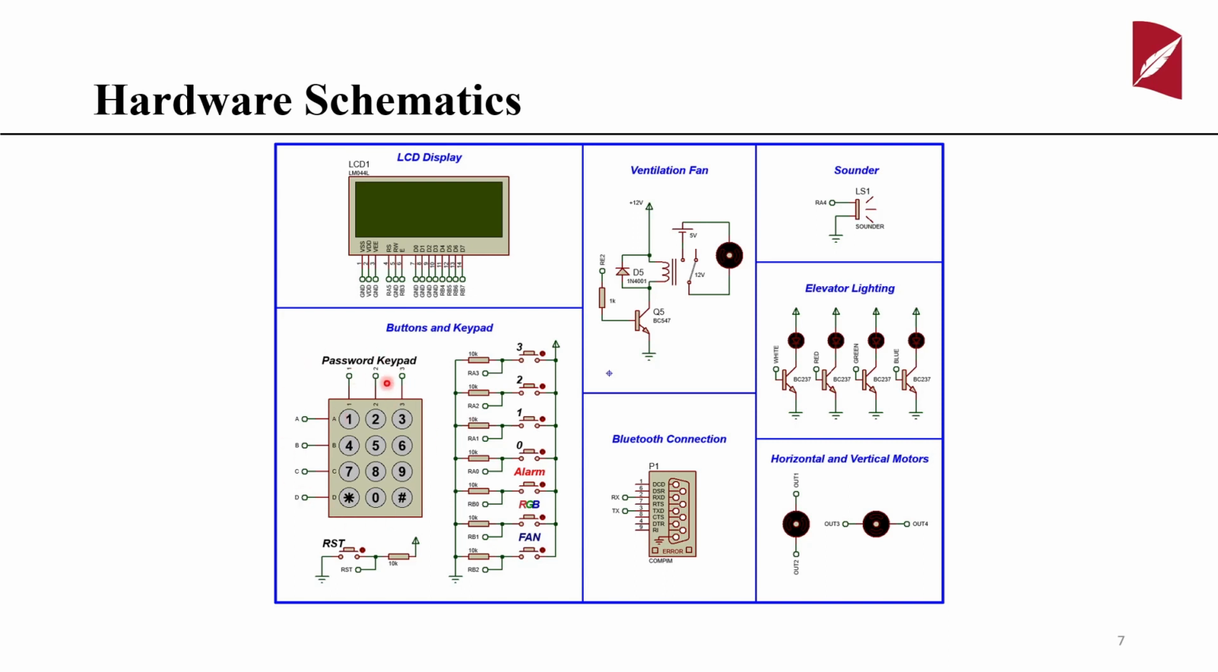As you can see, others are the modeling of situations which are Bluetooth connection between mobile app and microcontroller, ventilation fan, sounder, elevator lighting. I also use in this side decoder to increase the pins, to increase the pin numbers, another word to say. Horizontal and vertical motors here.